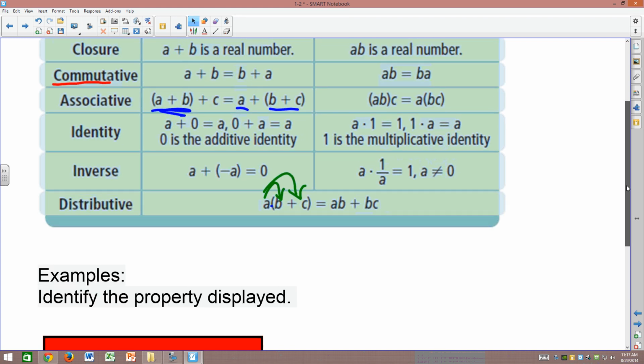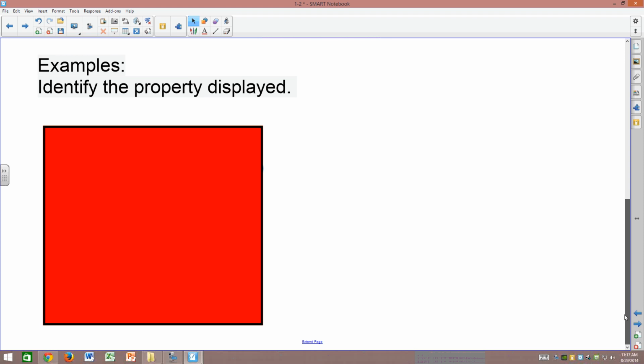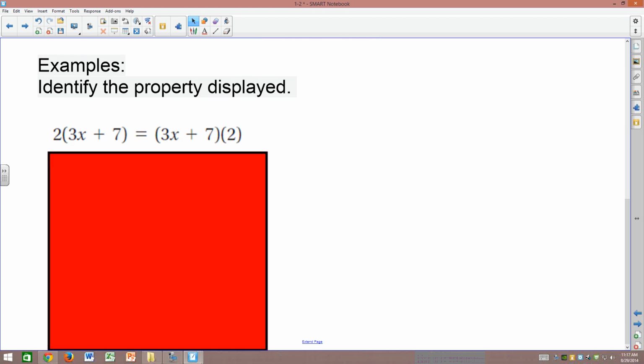Okay, so how you guys are going to do this, we just introduced all the properties. What will happen is you are given an example and you have to say which properties are being used. So here at first glance, I'm tempted by distributive because I see parentheses and then there's addition inside the parentheses. But the parentheses are still there, so it can't be distributive. Yeah, and if you think about it, what really happened, the 2 is still there, it just switched order. All right, so switching order back and forth was commutative.